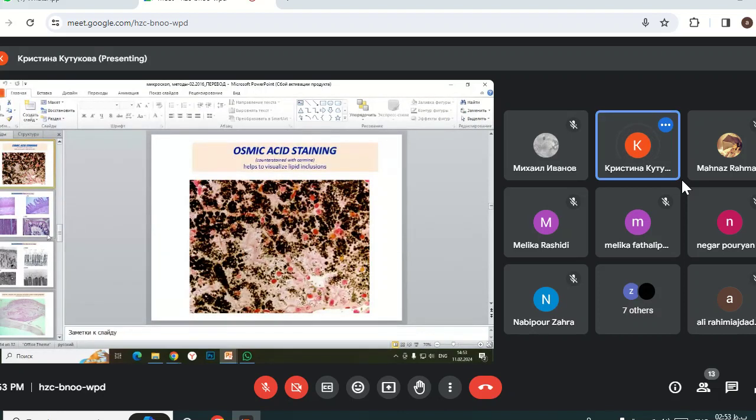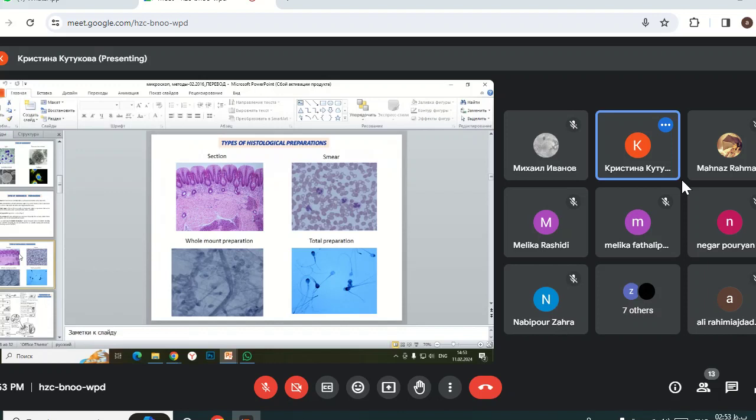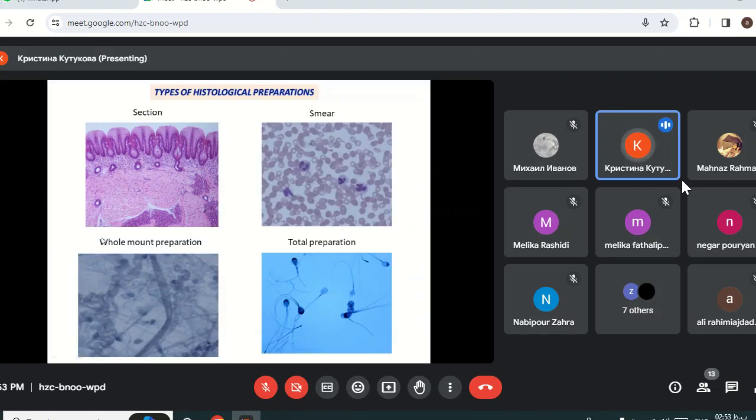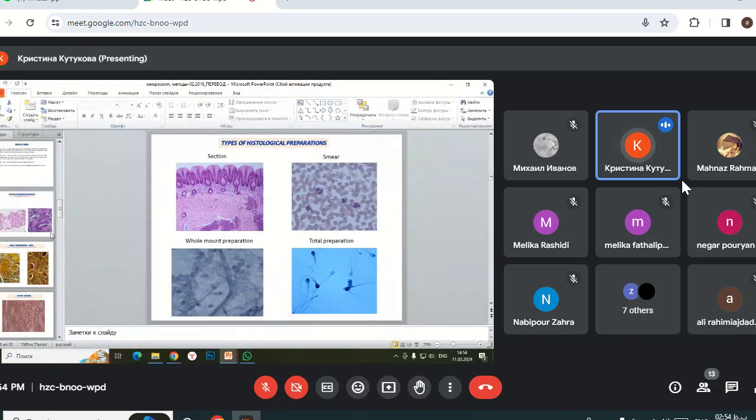And also, almost all the preparations are sections. Other types of preparations are exceptions. So I think that it will be easier for you to learn the exceptions. For example, whole mount and total preparations and smear. These are very rare for us. Almost all the histological preparations that we will learn are sections, actually. And all of those that are in your album.